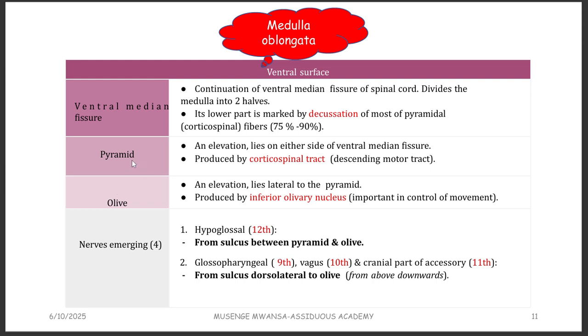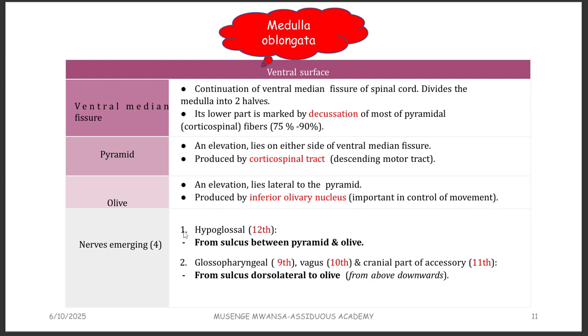When you look at the pyramids themselves, these are an elevation on either side of the ventromedian fissure, and they are produced by the corticospinal tracts, which are descending motor tracts. Remember, the descending tracts are motor. And then you have the olives, which are also elevations that lie lateral to the pyramids, and they are produced by the inferior olivary nucleus. The inferior olivary nucleus controls movement.